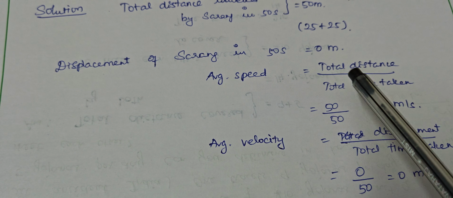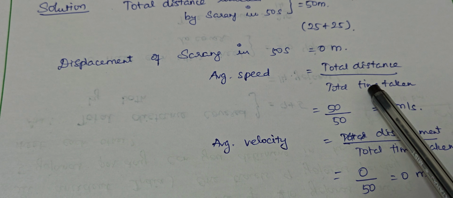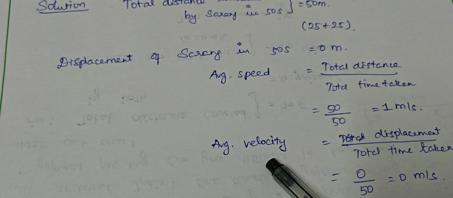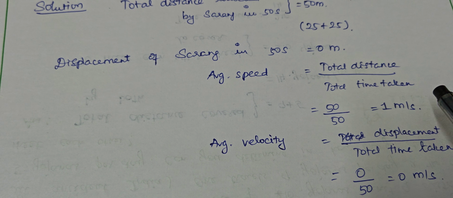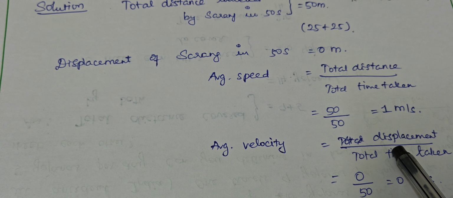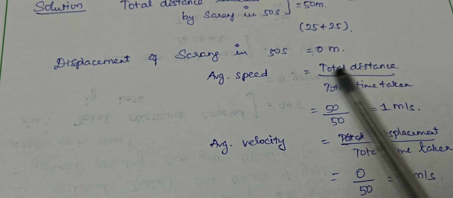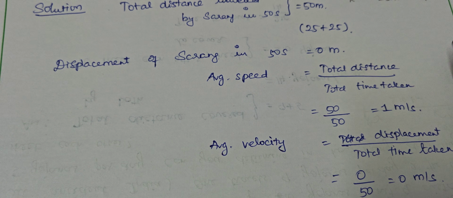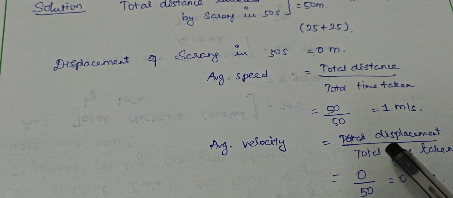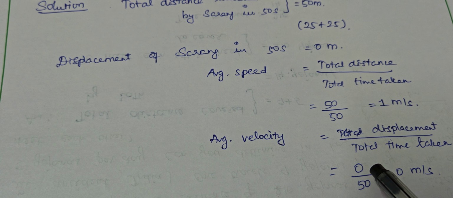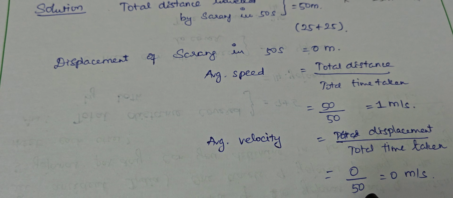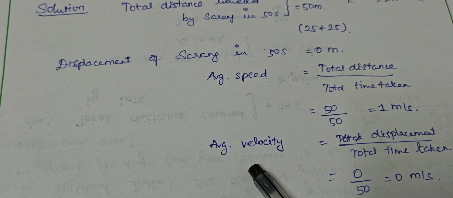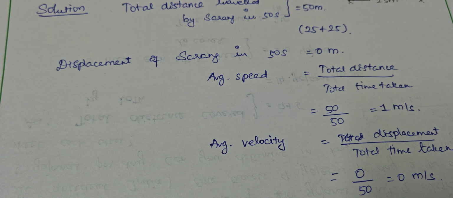For average speed, no need to consider the direction, only the total distance covered by the object. But for average velocity, you have to consider the direction also. It's a vector quantity. Back and forth means he went from one corner to another corner, then from the other corner to the same point. So the total displacement done by the object is 0. So 0 by 50 is 0 meter per second, which is your average velocity. Thank you.